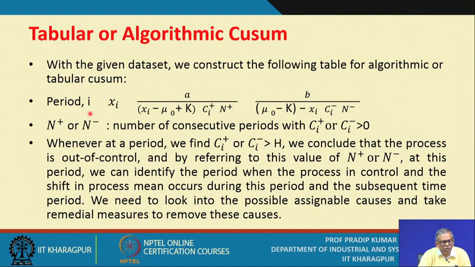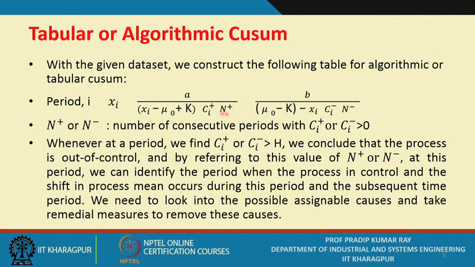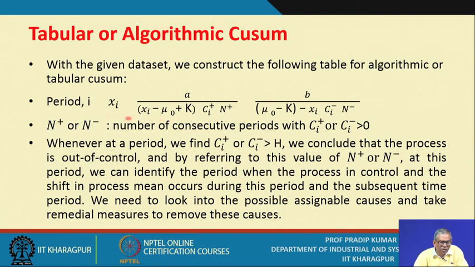Okay, so suppose the first value is 0.5, and the next value you calculate is again 0.5. So at the first stage, when i equals 1, it will be 0.5, and at the next stage it will be 0.5 plus 0.5, that means 1. And the plus indicates that it is basically a counter of the positive deviations. So suppose the deviation is positive, that means it will be 1. Now at the next stage, suppose the deviation is again positive, so it will be 2.